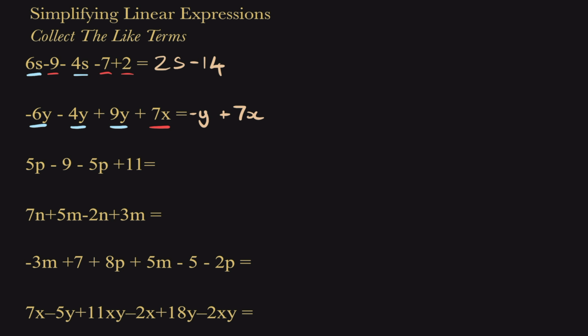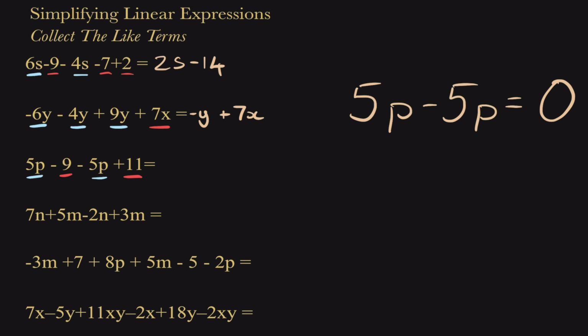Right, looking at this next one, we've got 5p and we've got a minus 5p. So they're like terms. And we've got a minus 9 and a plus 11, which are also like terms. Let's start by combining 5p and minus 5p. So 5p take 5p is going to be equal to 0 or nothing. So I don't need to write anything on the other side of the equal sign for the p part.